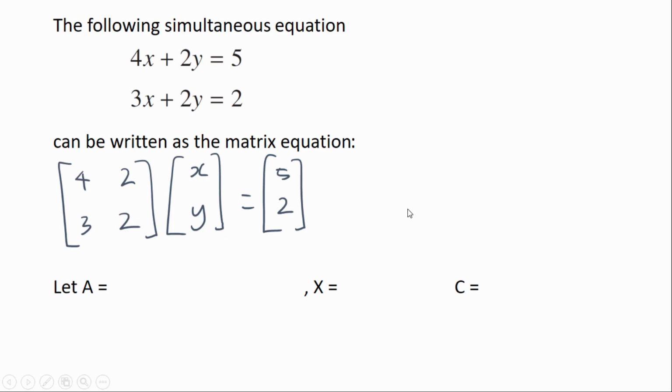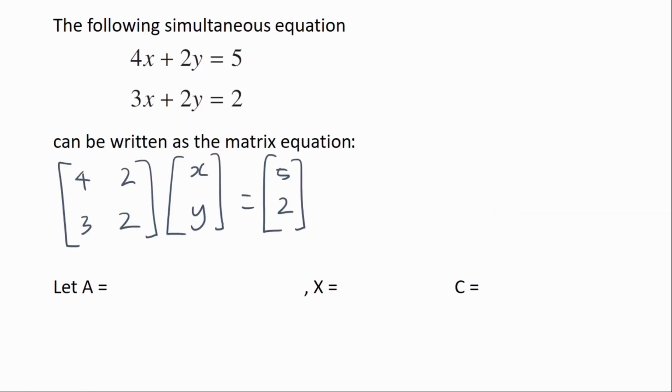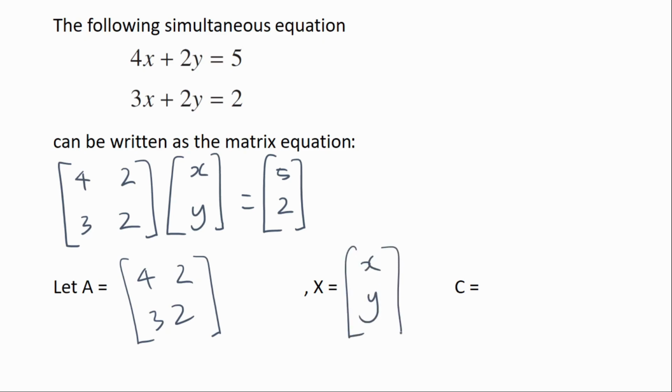Alright, so if that made sense to you, we've hit our first goal for today. We can write equations in matrix form. Alright, now I'm going to define each of these matrices as a letter. So I'm going to let A equal the first matrix, A equal this one there. Then I'm going to let X equal the variables, just there. And C equal this matrix there.